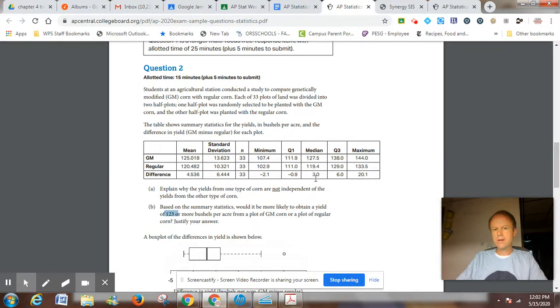So since we have a median in the GM of 127.5, that tells me, remember the median represents the place where we have 50% above and 50% below. So that tells me that at least 50% of the GM corn, or 50% of those yields, were above 123, because we have 127 versus the other one we only have 119.4. So here's what I wrote for that one.